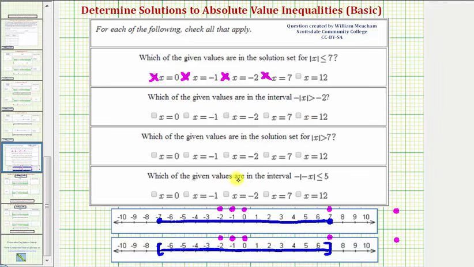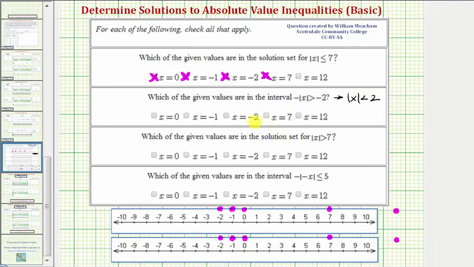Now, because the values stay the same for the remaining 3 questions, we'll leave our points here and just change the interval. Next, we have negative absolute value of x greater than negative 2. Before we graph this, though, we do want to solve for absolute value of x by multiplying or dividing both sides by negative 1. But remember, when doing this, we do have to reverse the inequality. So if we multiply both sides by negative 1, we'd have the absolute value of x is not greater than, but less than positive 2.